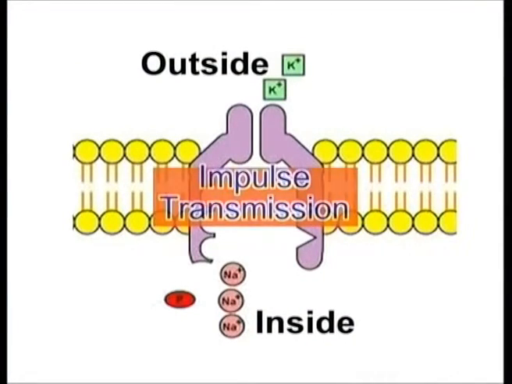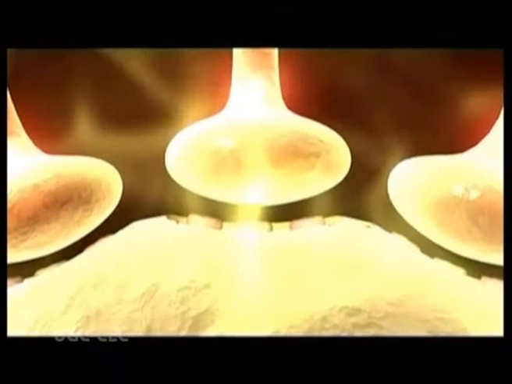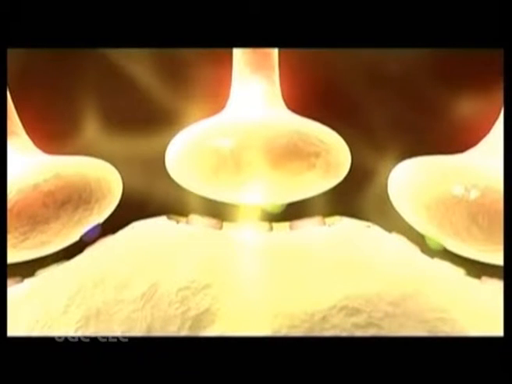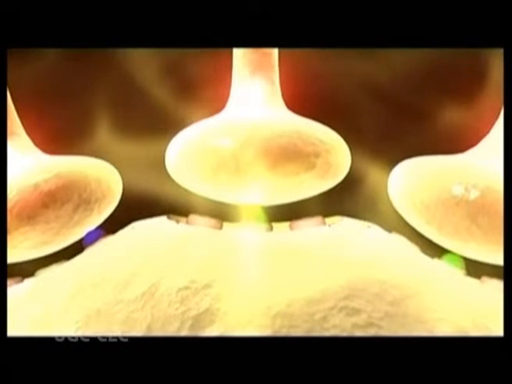Impulse transmission. The neurotransmitter molecules diffuse across the synaptic cleft and bind briefly to the receptors on the postsynaptic neuron to activate them, causing physiological responses that may be excitatory or inhibitory depending on the receptor.